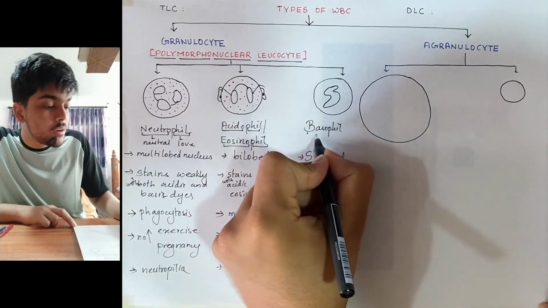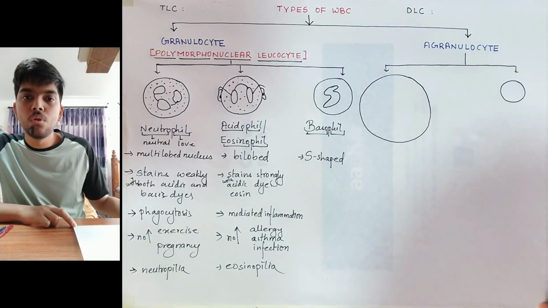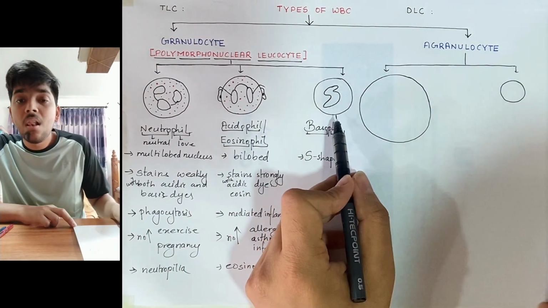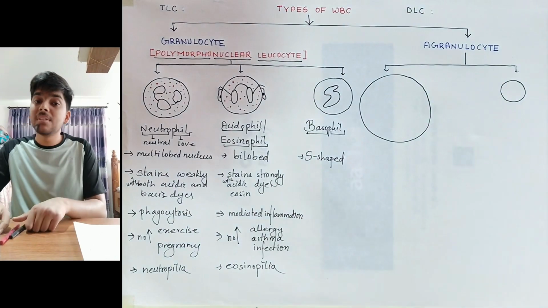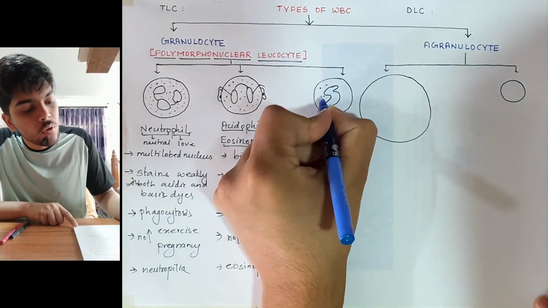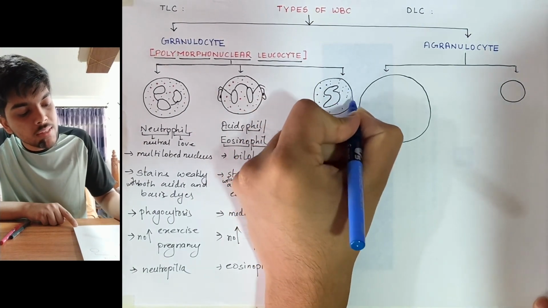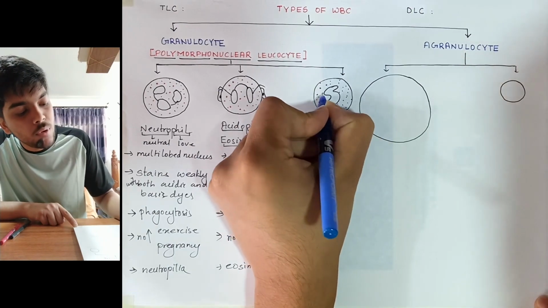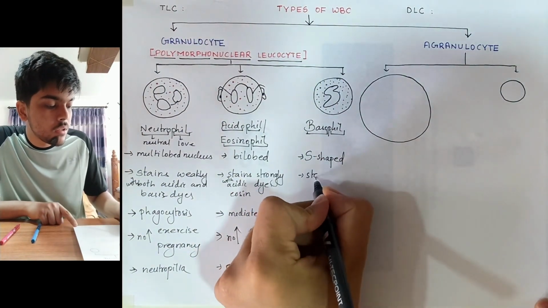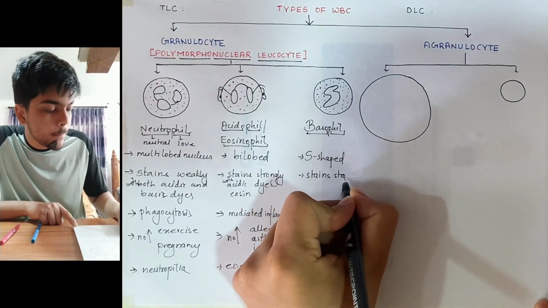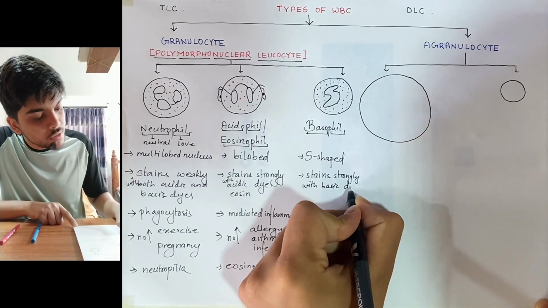Again, break the word. It contains the parts baso and phil. Baso refers to basic and phil refers to love. So this particular cell loves basic dye. That is, it gets stained with a basic dye. That means it contains basic granules, which when stained with basic dye impart blue color. So these are your basic granules imparting blue color under a microscope when stained with the basic dye. So it stains strongly with basic dye. That's why it's also called basophil.